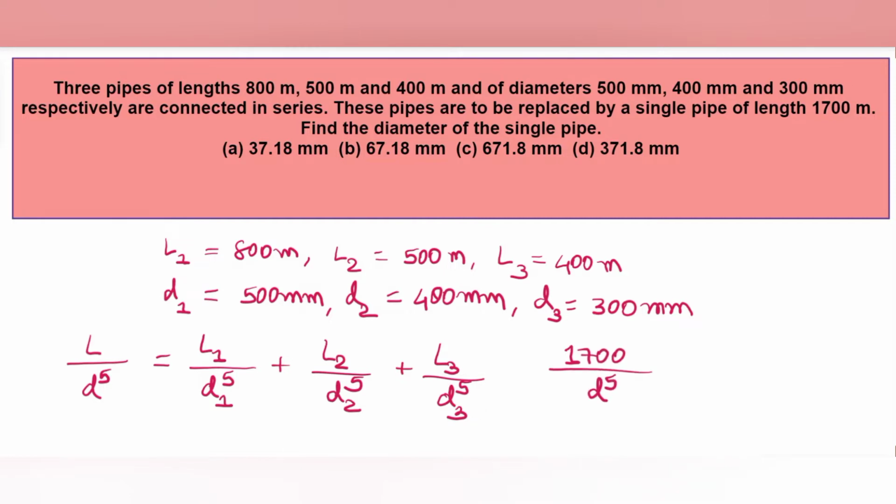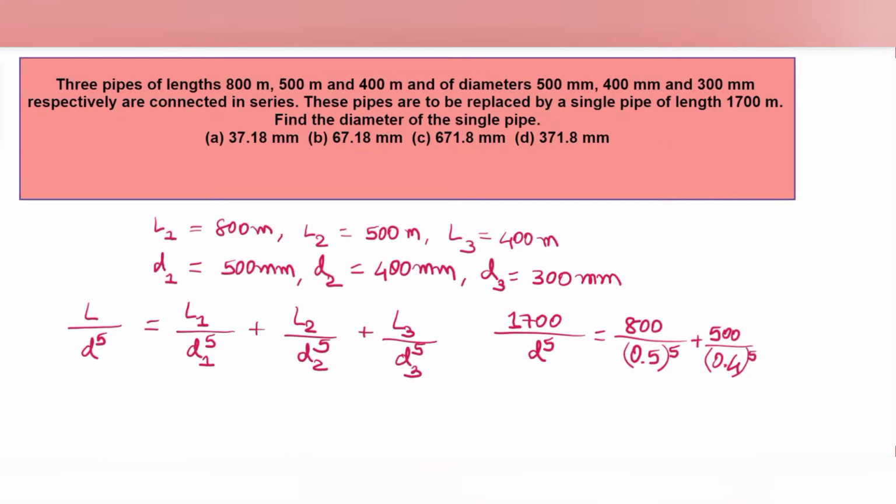L is 1700, which is given in the question. L1 is 800, D1 is 500 mm. Writing it in meter, it will be 0.5, which is 500 upon 1000. So this will be 0.5 raised to 5, plus L2 is 500 and D2 is 400 mm, so it will be 0.4 meter, plus L3 is 400 and D3 is 300 mm. So D3 will be 0.3 meter, which is 400 upon 0.3 raised to 5. We just need to solve this, and after solving it, we'll get D raised to 5.